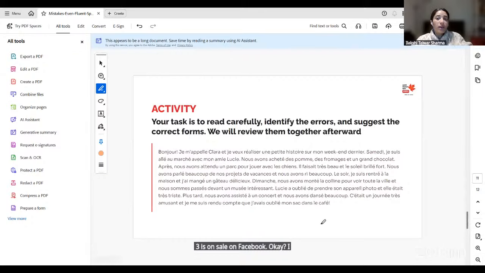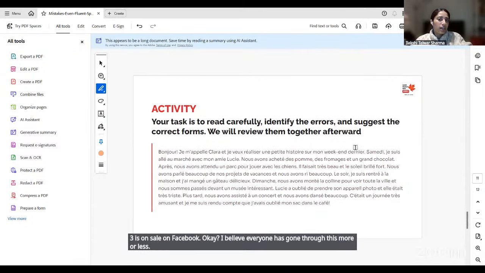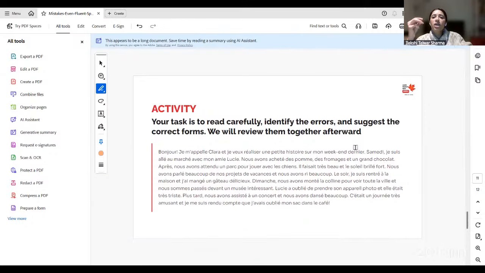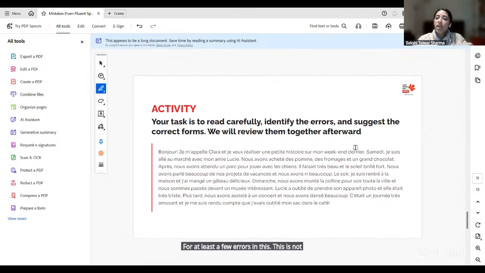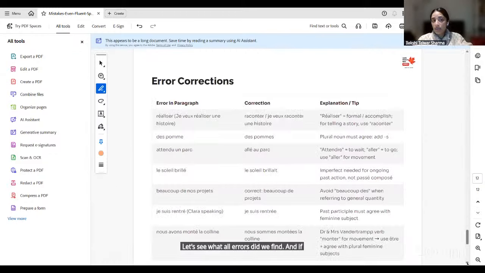I believe everyone has gone through this more or less. Bonjour, je m'appelle Clara et je veux réaliser une petite histoire sur mon week-end dernier. Okay, so we're talking about her last weekend, what she did. She bought apples, she wrote chocolate. Everybody's read it and everybody spotted at least a few errors in this. This is not error-free, right? Let's see what all errors we found and if you also found the same.